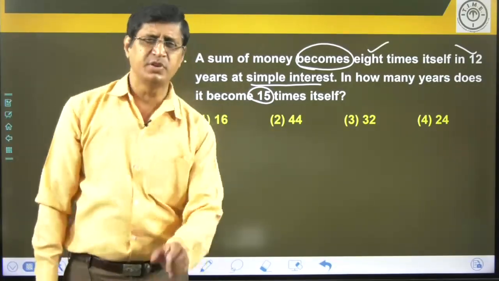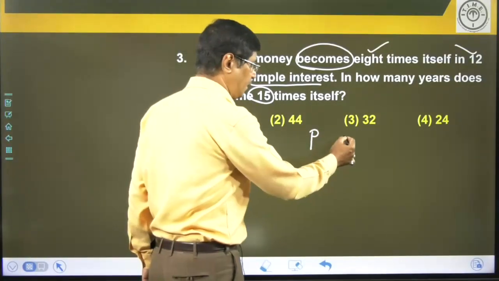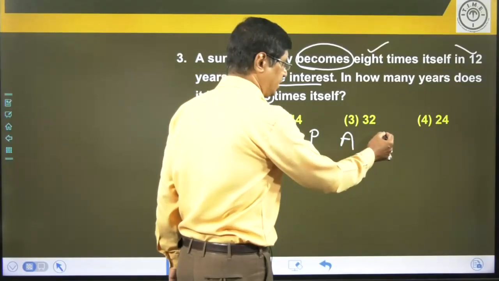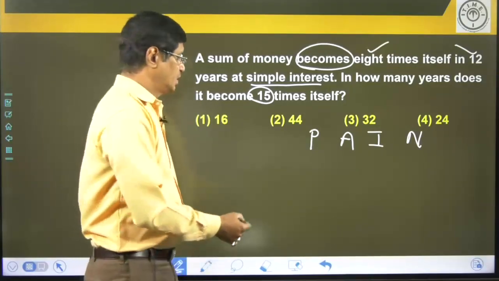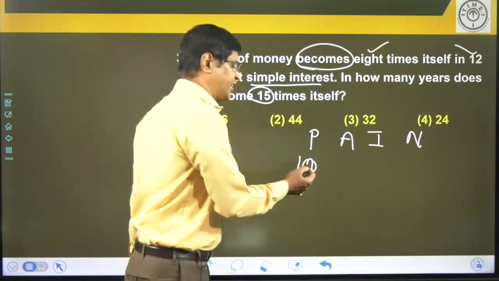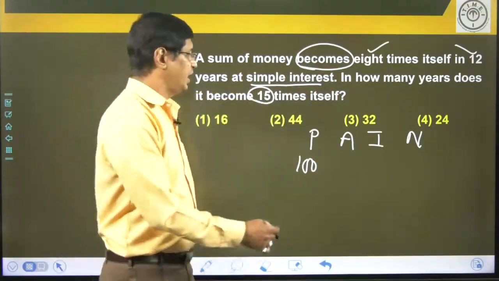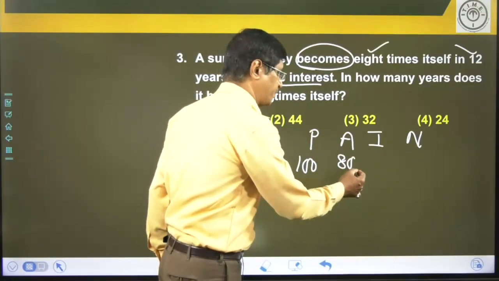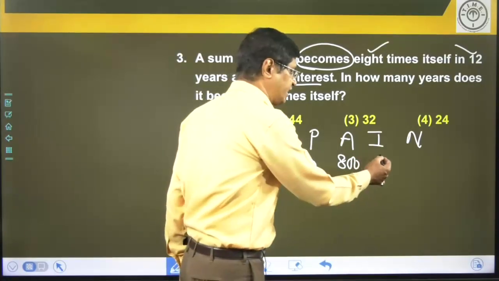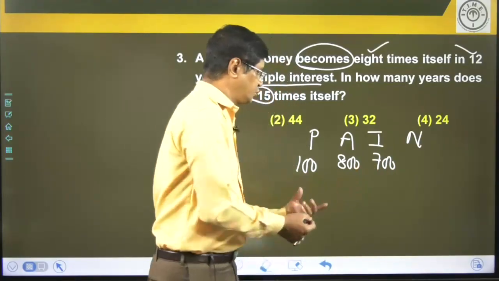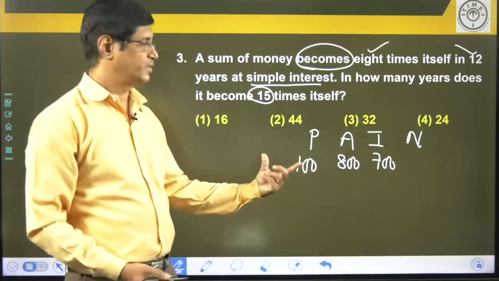Dear students, just observe the data given here. Principal, amount, interest and period of time. Just I am assuming here principal as 100. It becomes how many times? 8 times. 8 times means 800. 100 becomes 8 times, 800. Then what is the interest value? The difference of these two is the interest. 800 minus 100, that is 700.